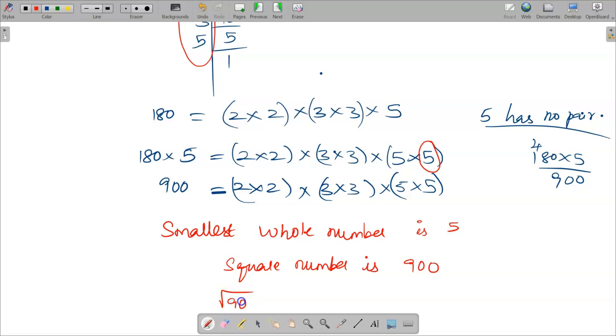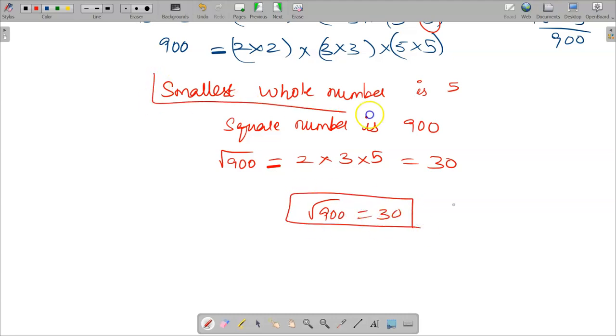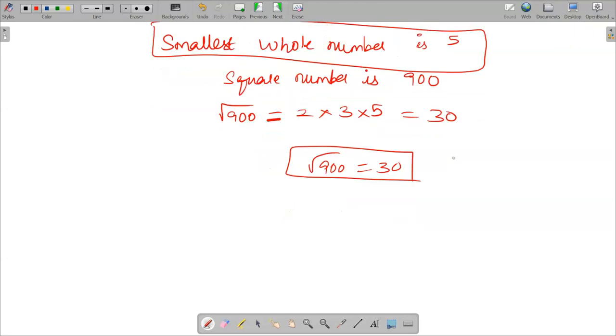So the square root of 900 is what? From each pair we can take one number, right? From 2 into 2 I can take 2, from 3 into 3 I can take 3, from 5 into 5 I can take 5. So 2 threes are 6, 6 fives are 30. So the square root of 900 is 30. So the smallest whole number is 5 and the square root of 900 is 30. Let me move on to the next problem.